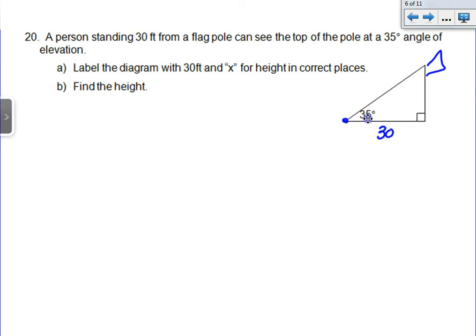And he can see the top of the flagpole at an angle of 35 degrees. That's called the angle of elevation when you're on the ground looking up. Label the x for the height of the flagpole, so there he is. And now let's find the height.